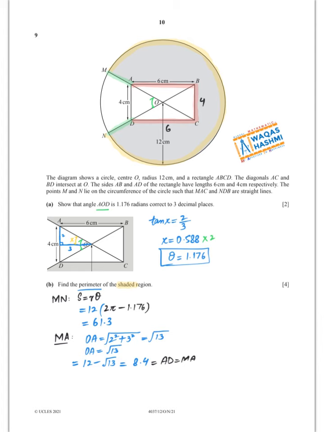Now we can find the total perimeter of the shaded region. It will be 61.3 plus 8.4 times 2, because we have the same length of MA and DN, plus we need to add this length, that will be 6 plus 4 is 10, 10 plus 6 is 16, and add all of them to find the perimeter. And the final answer is 94.1, that is the perimeter of the shaded region.